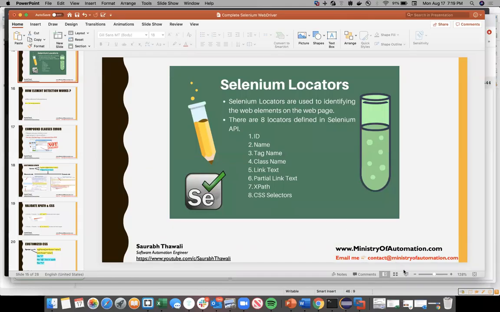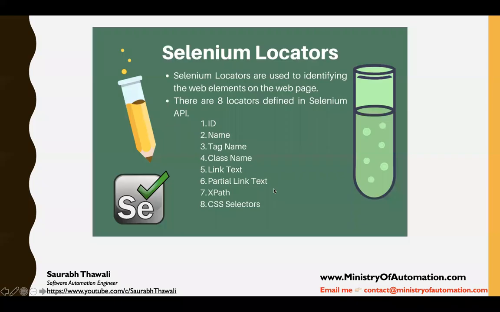So hi, welcome to another session of Selenium WebDriver. So far we are exploring all the different types of locators, starting with ID, name, tag name, class name, link text, partial link text. And the next two locators, which are very important, and probably the only locators which you will end up using in your day-to-day life, are XPath and CSS selector.